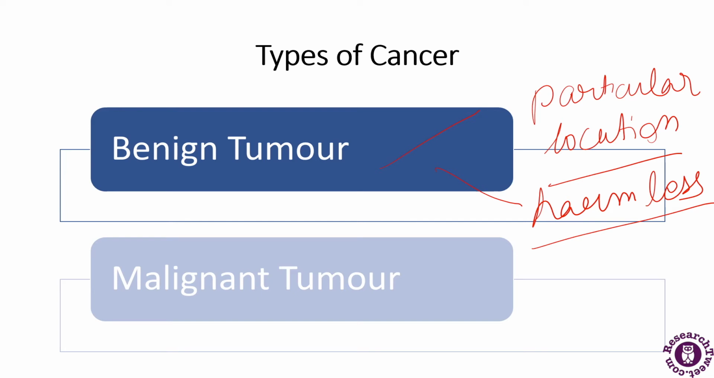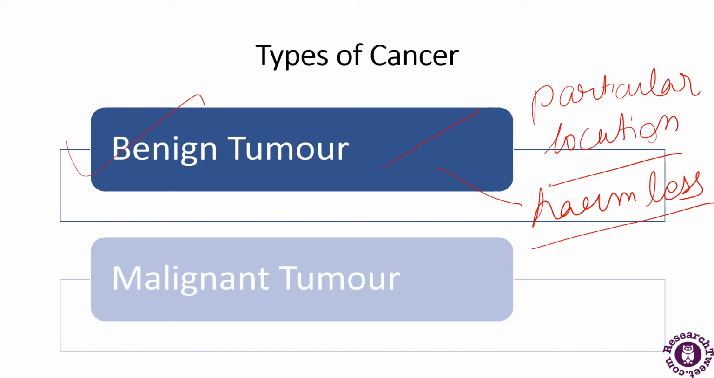However, when a benign tumor occurs in areas such as the brain, it can turn fatal. So treatment often involves surgery, and it does not grow back. So this is the benign tumor.